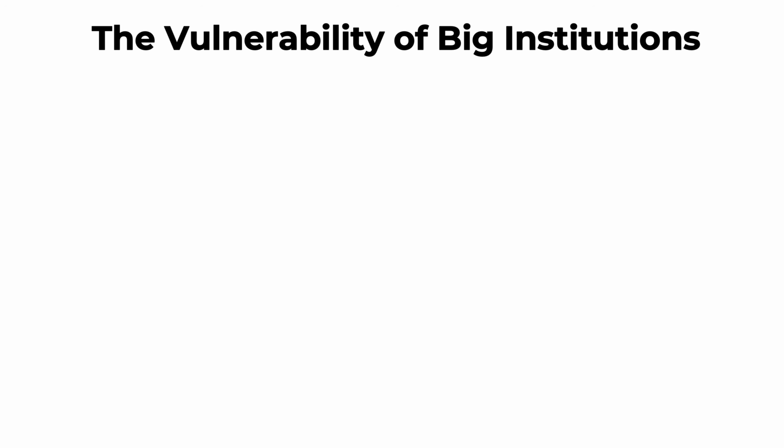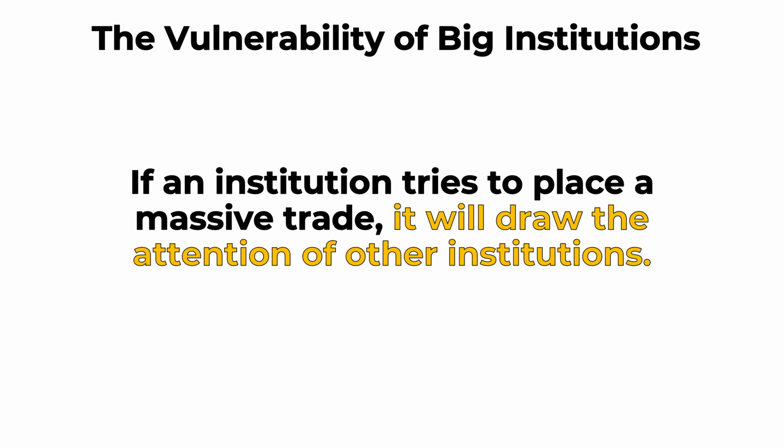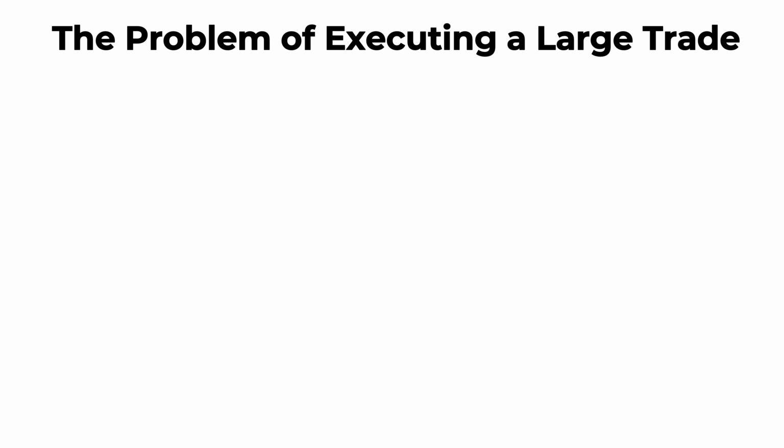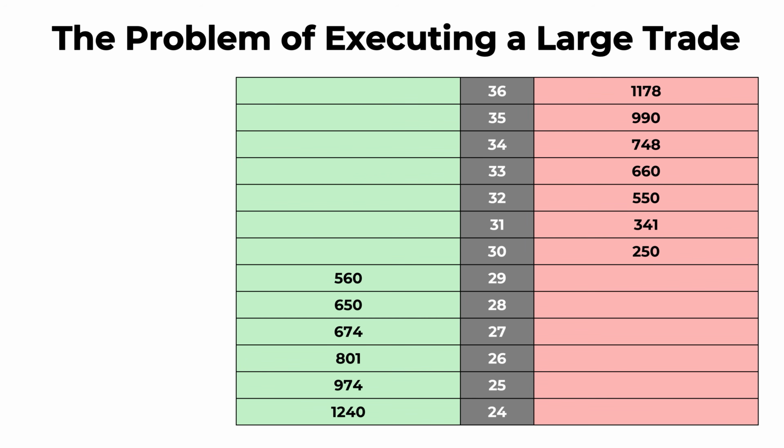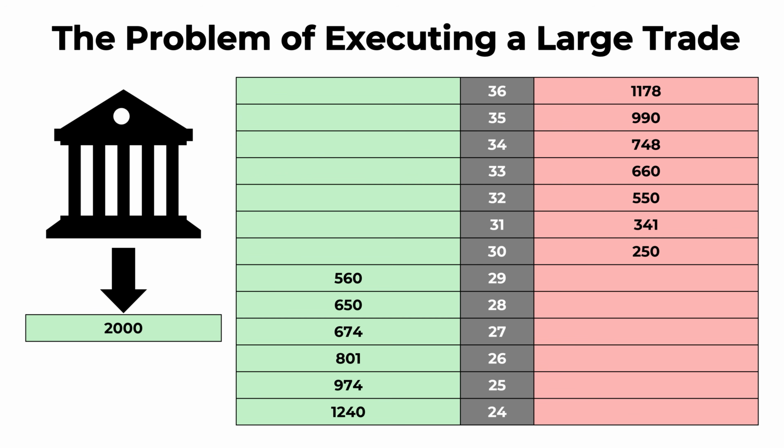This poses a problem because if an institution tries to place a massive trade, it will draw the attention of other institutions. This can create a few problems for the institution trying to place the massive position. Let's first understand the problem of trying to execute a massive trade by looking at the supply and demand dynamics in the order book. Imagine that a big institution like a fund, for example, wants to execute a long position of 2,000 contracts. However, notice that the available liquidity in the ask column, which represents the passive supply in each price level, is not enough to accommodate the whole long position in one price level.